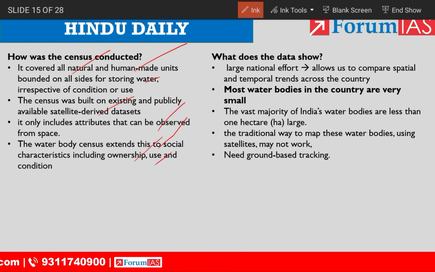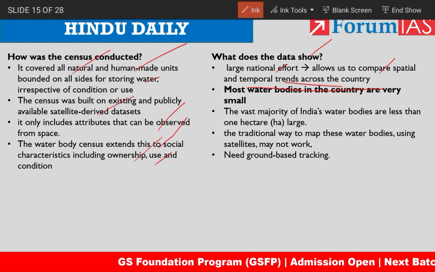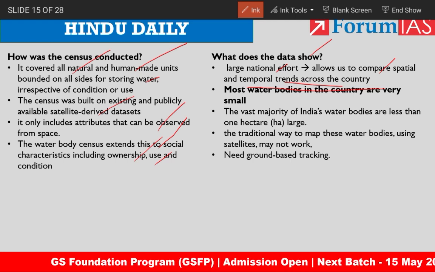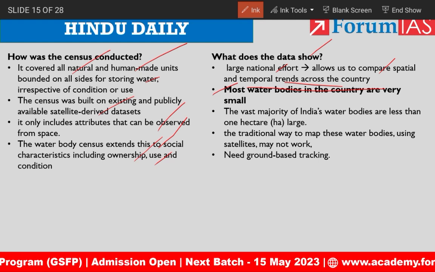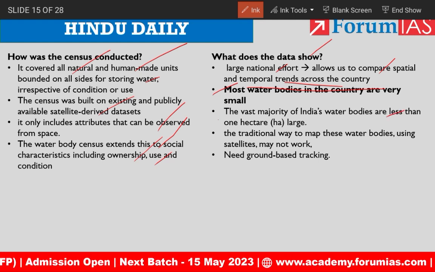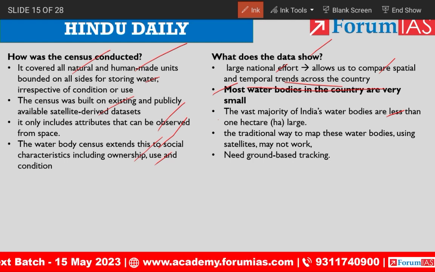And what is this data showing? It is a large national effort. So it is allowing us to compare spatial and temporal trends across the country. So taking one data from Tamil Nadu, we can compare it with Madhya Pradesh. Like that, because it's a large national effort, we can compare and contrast with other states. So what did they find in this data? Most water bodies in the country are very, very small. That is, they are less than 1 hectare. I mean, that is not very small, but they are classified as small units.